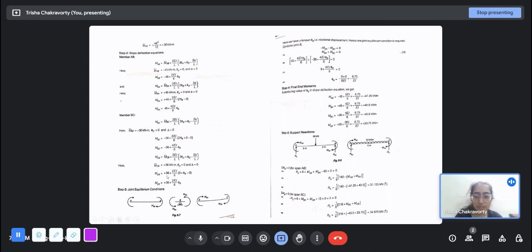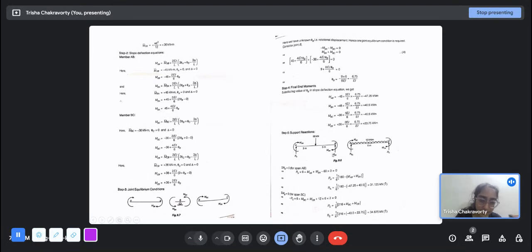We substitute the expressions of MBA and MBC we obtained. Adding them, we see that theta B is minus 6.75 by EI. That means that it is in the anti-clockwise direction because we had assumed that clockwise rotation is positive. Substituting the value of theta B in the slope deflection equations, we get the end moments MAB, MBA, MBC, and MCB.